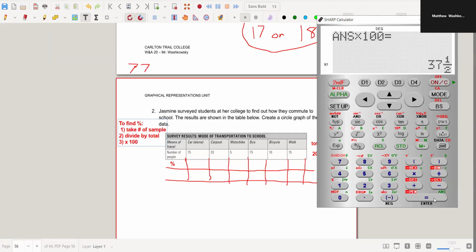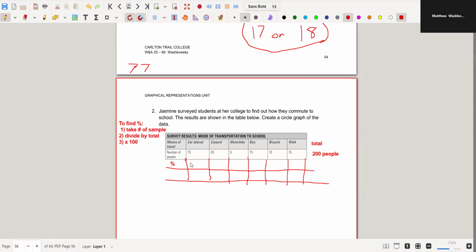Times that by 100. Okay, 37.5. Let's keep it simple. Let's say either 37 or 38. Doesn't matter which, I'm going to say 37. Now, keep in mind that this needs to add up to 360. So if I'm rounding down for this one, I'm going to have to round up for another one, or give another one an extra number. That's okay. We are freeballing it.